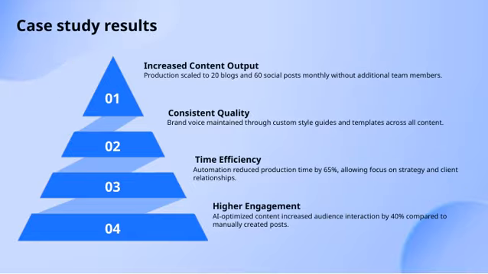Let's take a closer look at the results from our case study. First, we saw a significant increase in content output. We managed to scale production to 20 blogs and 60 social posts every month, and what's remarkable is that we achieved this without adding any extra team members. This shows how automation and strategic planning can really boost productivity.